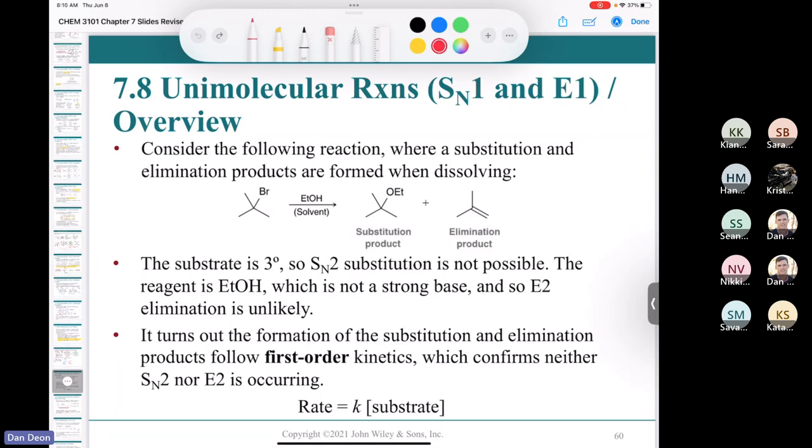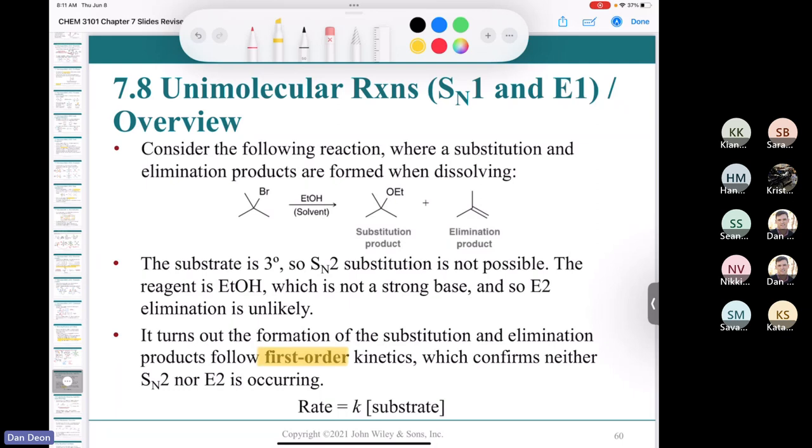Okay. The reagent is ethanol. It's also not a strong base and it's not a strong nucleophile. And so not only is SN2 not likely, an E2 is also not going to be likely, right? Because with an E2, we need a strong base. And it turns out that if you study the formation of both of these products, the substitution and the elimination products, check this out. They don't follow second order kinetics, they follow first order kinetics.